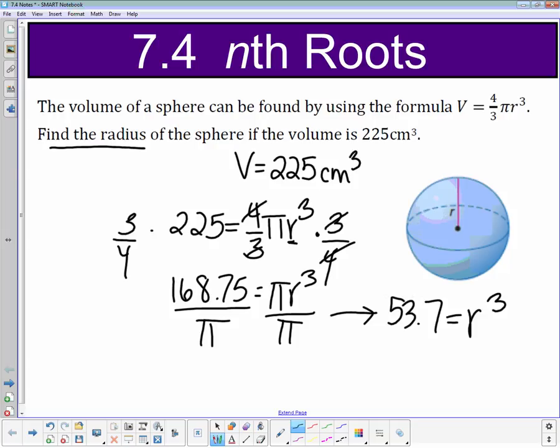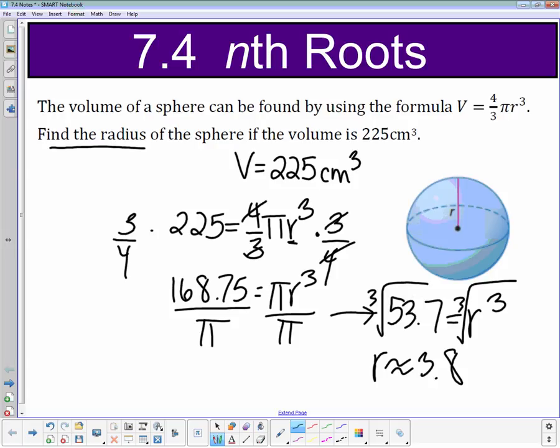And then to get our r alone, we'll take the cube root of r. So the cube root of 53.7 is around 3.8. So that would be the radius of our sphere.